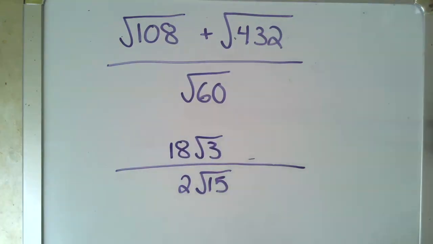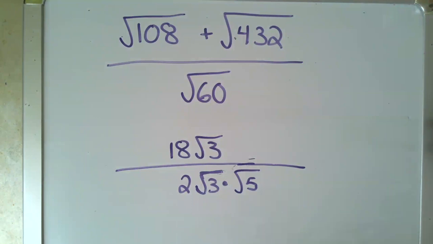18 root 3. All right, so now what do I do with that root 15 on the bottom? Well, here's where you want to remember one of your properties that says that if you have the square root of two things times each other, that is the same thing as the square root of one thing times the square root of the other thing. So in this case, that would look like this. Square root of 15 is the square root of 3 times 5, which is the square root of 3 times the square root of 5.